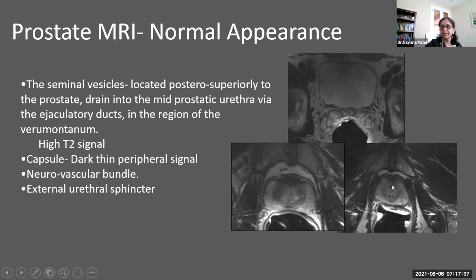Another important landmark is the external urethral sphincter. We always need to look at that and evaluate for tumor invasion anytime we are assessing for tumor extension and for staging purposes.